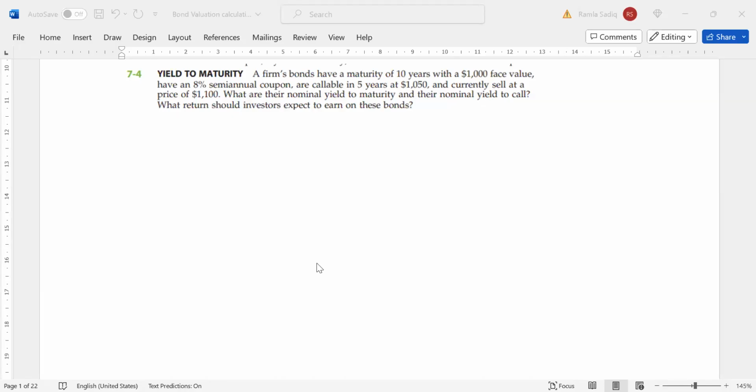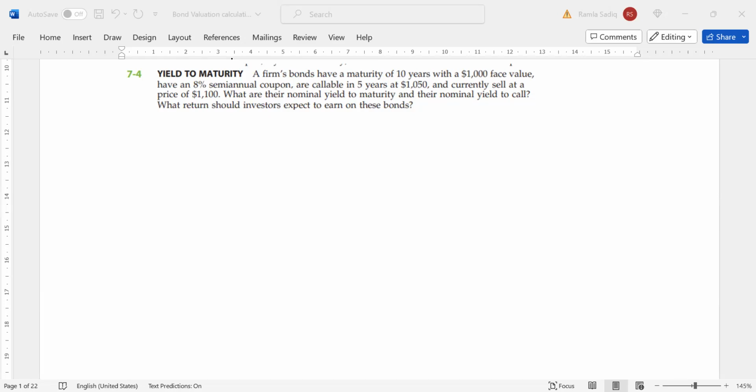All right, now we're going to see a unique situation where we want to be able to compare the yield to maturity and the yield to call. In this case, a firm's bonds have a maturity of 10 years with a $1,000 face value, have an 8% semi-annual coupon and are callable in 5 years at $1,050. And they currently sell at a price of $1,100. What are their nominal yield to maturity and their nominal yield to call?